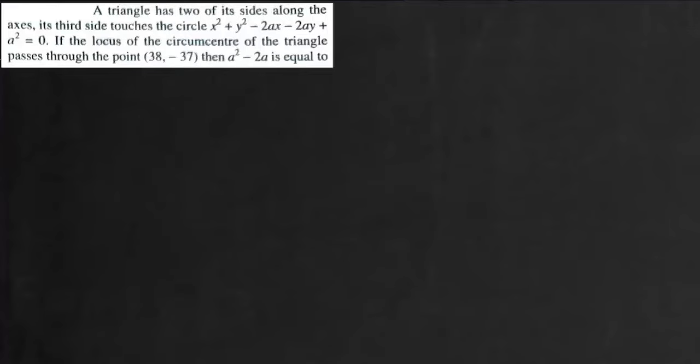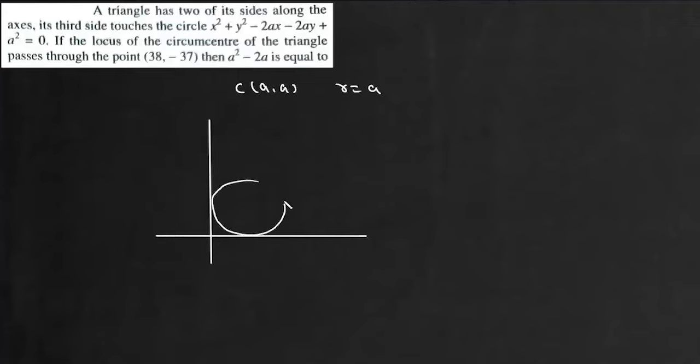Now here the question is: a triangle has two of its sides along the axes, and its third side touches this circle whose center is at (a, a) and radius is equal to a. So this circle touches both the axes. Now we have a triangle whose two sides are along the axes and whose third side touches this circle.